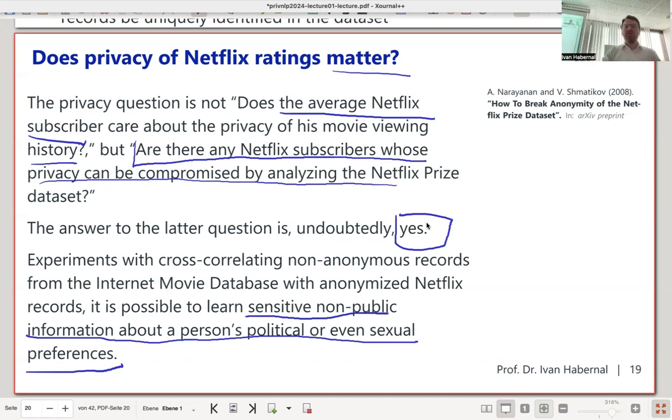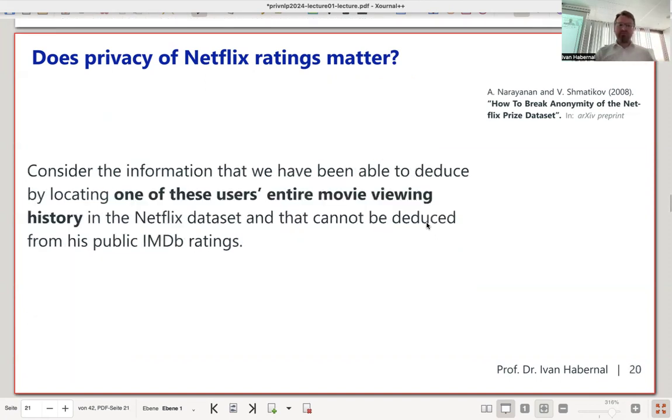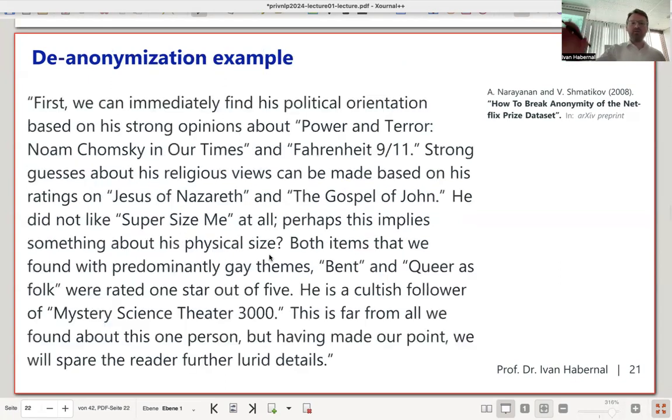They did a couple of case studies here, and I'm quoting from the paper: consider information that we have been able to deduce by locating one of these users' entire movie viewing history in the Netflix dataset, and that cannot be deduced from his public IMDb ratings. The person was male, obviously, and he watched something, but he watched much more. First, we can immediately determine his political orientation based on his strong opinion about Noam Chomsky's power and terror in our times. I don't know this movie, so is it right wing?